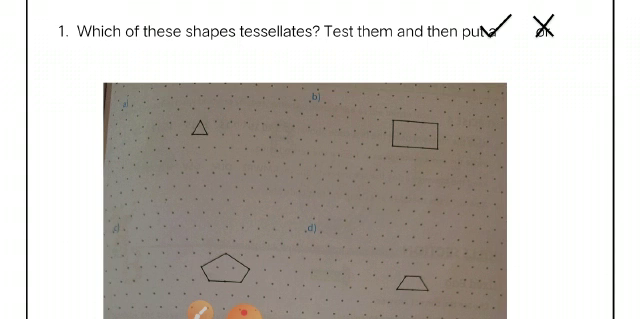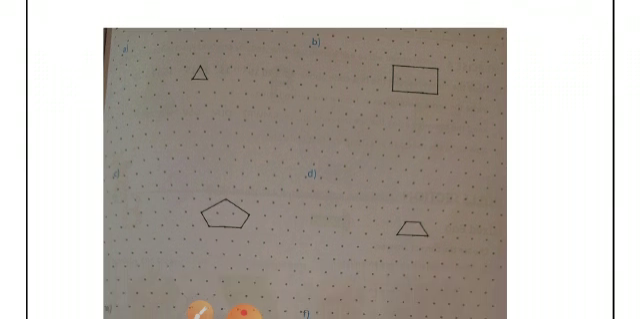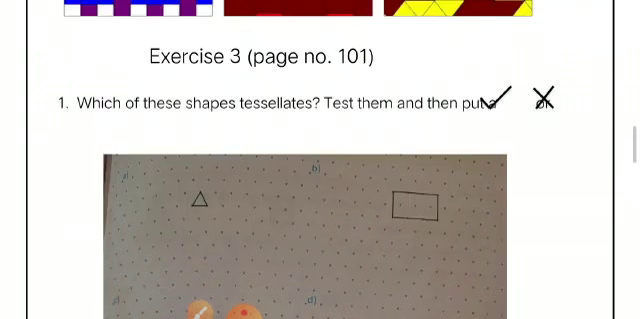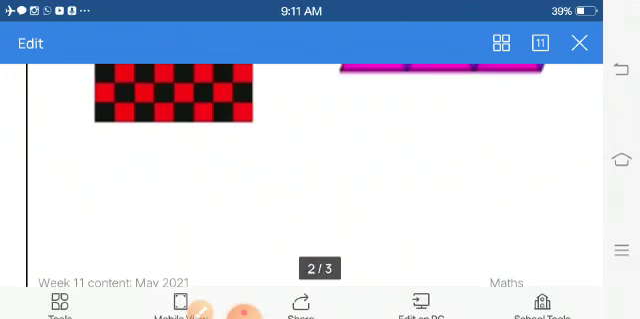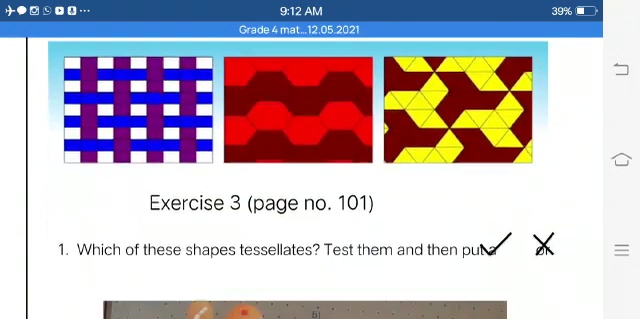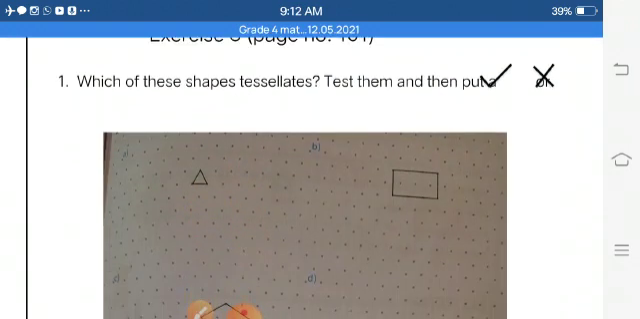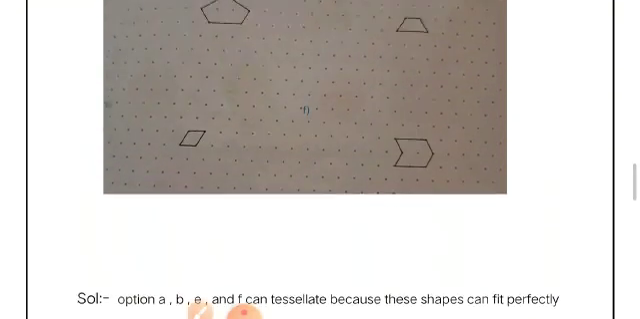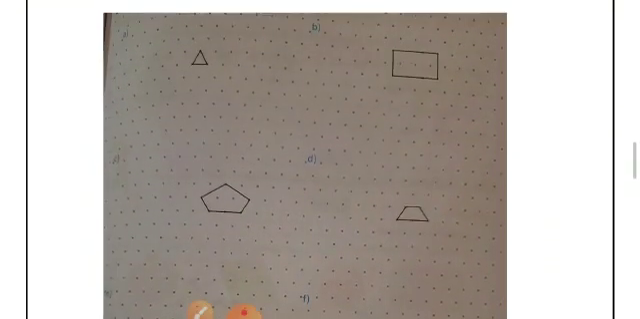If we see figure A, it's a triangle. If we place triangles back to back, we have already seen that it tessellates. It does not leave any space in between. So the first figure is to be ticked. We have to mark a tick there. Next is B. Again, it does tessellate. It's a rectangle and it tessellates.